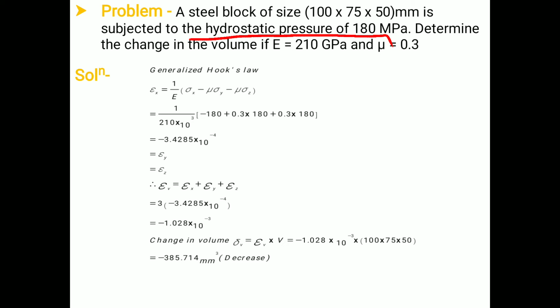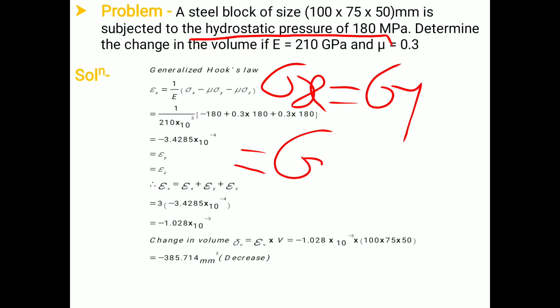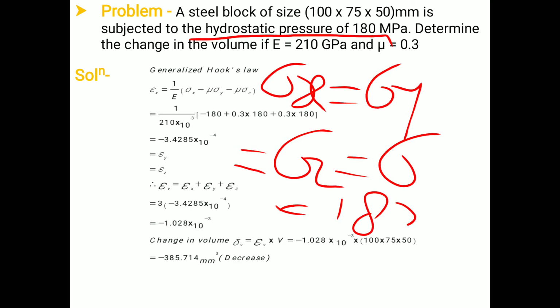Therefore we will have the value of sigma x, sigma y, sigma z, which is equal to the entire value of sigma, and that value is 180 MPa, and that one is compressive in nature. Therefore sigma x is the same as sigma y and sigma z, and entirely it will become sigma, which is equal to 180 MPa.